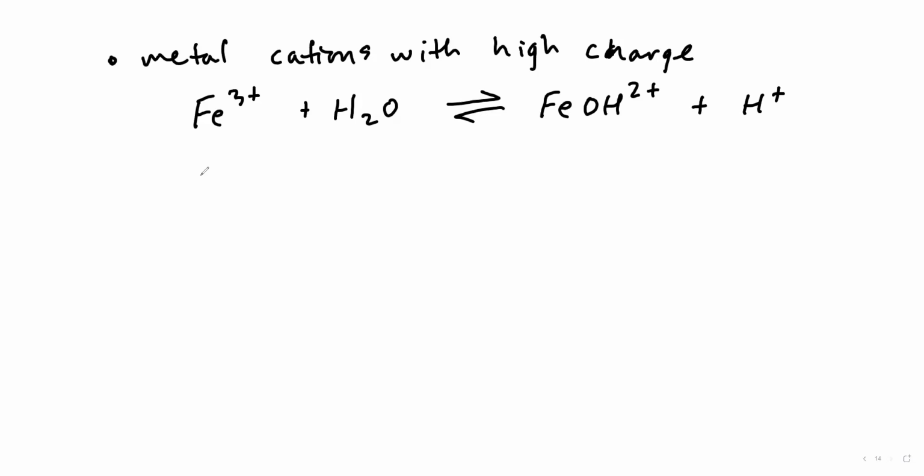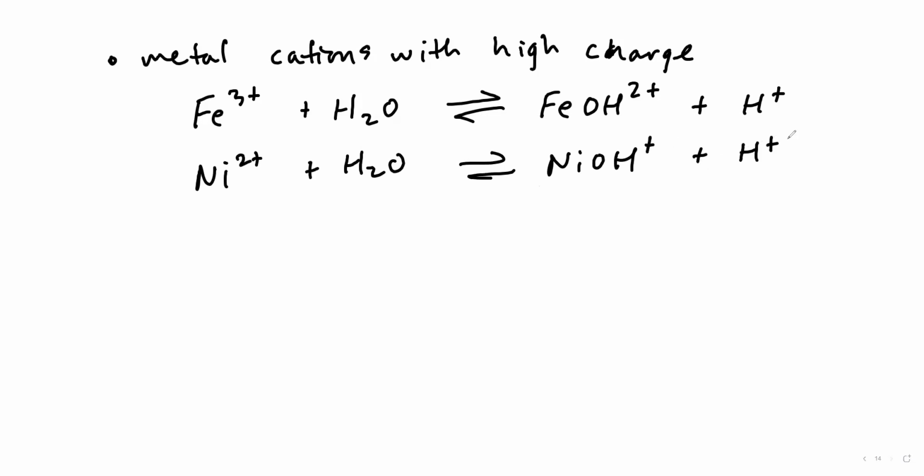Here's one more just for the fun of it. Here's nickel 2 plus reacting with water. You take your nickel and you add OH to it, and then you pull its charge down by 1. That's how the nickel ion would act as an acid in solution. Both of those two species, Fe3 plus and Ni2 plus, will make the solution measurably acidic.